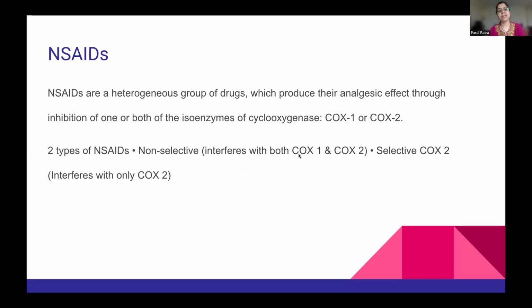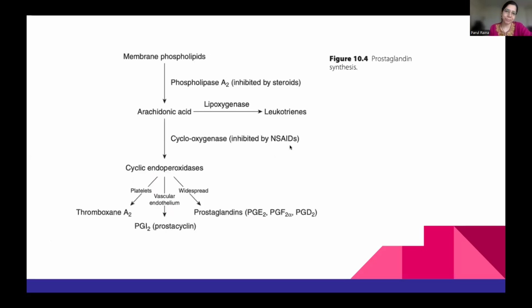Let's come to the NSAIDs. Non-steroidal anti-inflammatory drugs are a heterogeneous group of drugs which produce their analgesic effect through inhibition of isoenzymes like COX-1 and COX-2 cyclooxygenase enzyme. NSAIDs are classified into two types, non-selective and selective. Whereas non-selective NSAIDs interfere with both COX-1 and COX-2, the selective COX-2 inhibitors interfere only with the COX-2 enzyme.